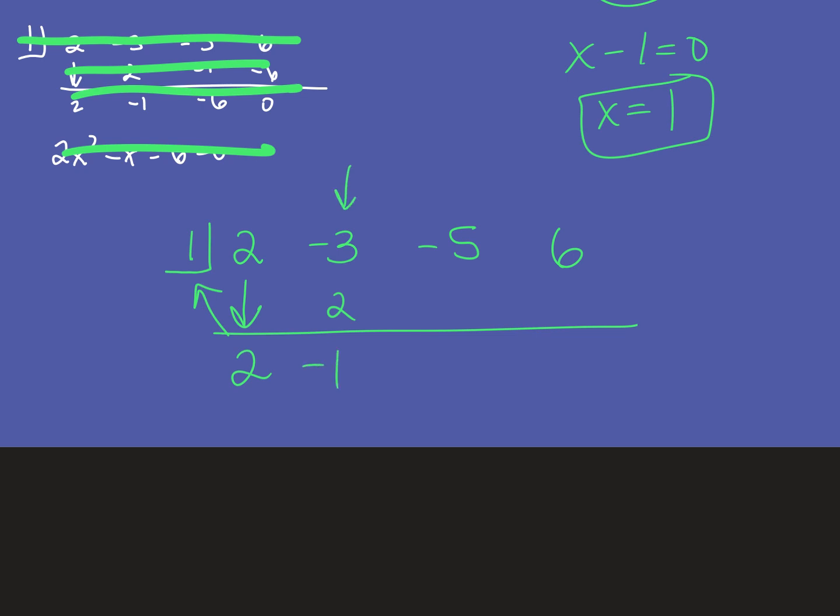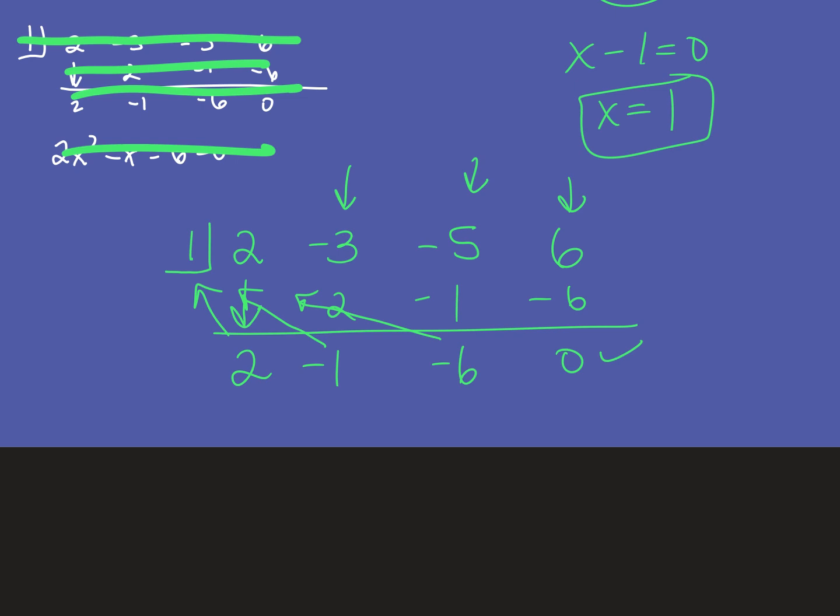Do it again. Multiply to the corner. Negative 1 times 1 is negative 1. Add down. Negative 5 and negative 1 is negative 6, perfect. Multiply to the corner. Negative 6 times 1 is negative 6. Add down. 6 and negative 6 is 0. So what did you just prove here? x equals 1 is a factor. It works.